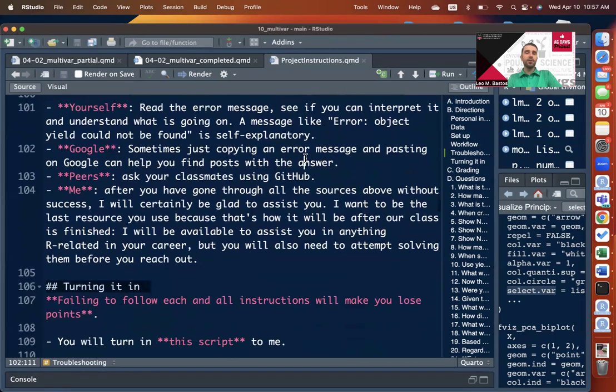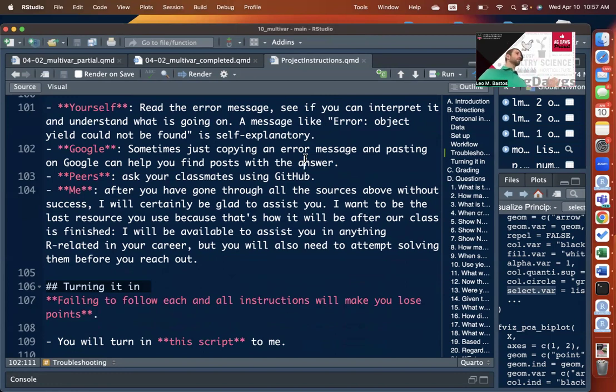If that doesn't help, you can Google it. Sometimes just copying and pasting an error from RStudio into Google will help you find an answer, or somebody that had a similar situation. If that doesn't help, go to your peers. So use GitHub to ask questions. And if none of that has helped, then reach out to me.